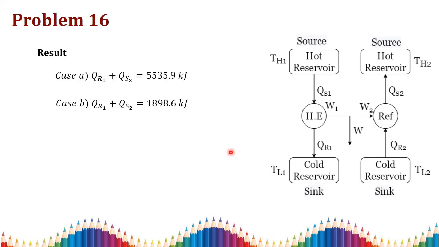So as a result, for case A, that is when the heat engine and the refrigerator are working 100% efficient, your heat rejection is 5535.9 kilojoule. When the heat engine and refrigerator are working 40% efficient, your heat rejection to the 40 degree Celsius reservoir is 1898.6 kilojoule.